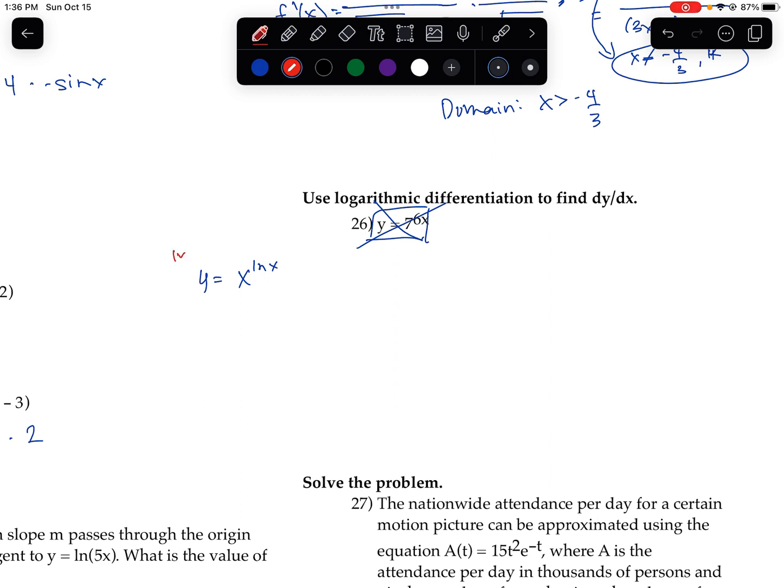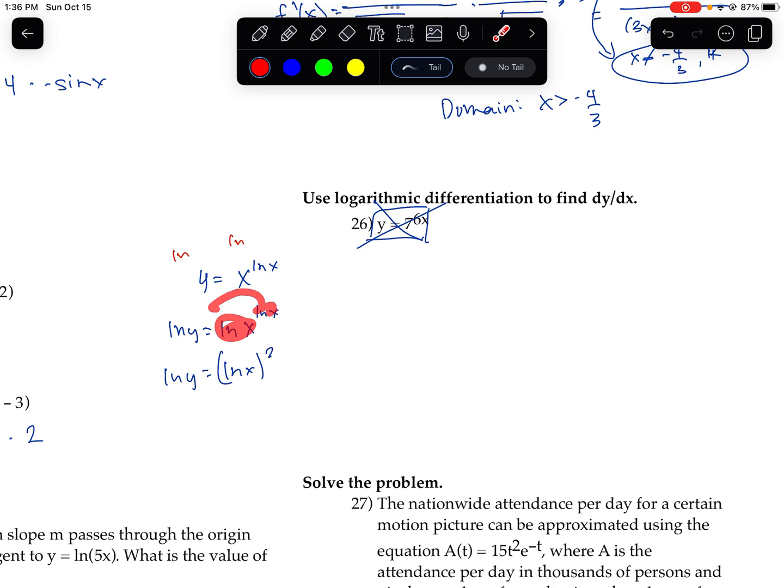So take the natural log of both sides. That makes this natural log of y equal to the natural log of x raised to the natural log of x. With the power rule of logarithms, I can drop that exponent to be a product. That becomes natural log of x times the natural log of x. So I'd have the natural log of y equal to the natural log of x squared, because I'm just going to drop this down and multiply it right there. Now I'm going to differentiate, and I'm going to use implicit differentiation because my y is not explicitly defined.